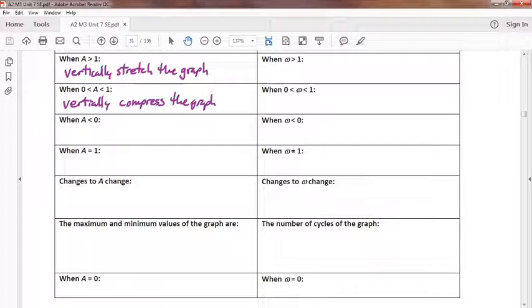When A was less than 0, now that one was kind of weird, but still something vertically happens to it. That's a vertical flip. And when A equals 1, there was no change.